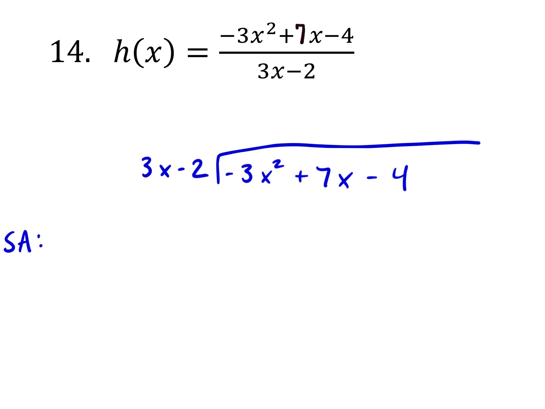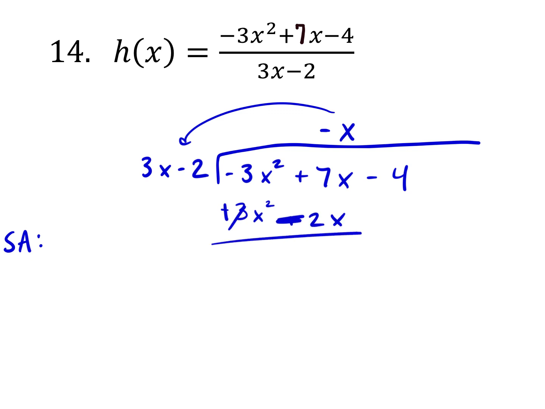Negative 3x squared divided by 3x would be what? Negative x. Then we're going to multiply that times everything out front. So we get negative 3x squared plus 2x. Change the signs and combine. 3x squareds cancel. 5x. 5x divided by 3x would be 5/3.